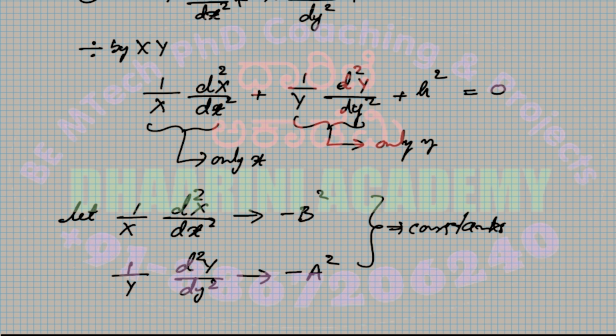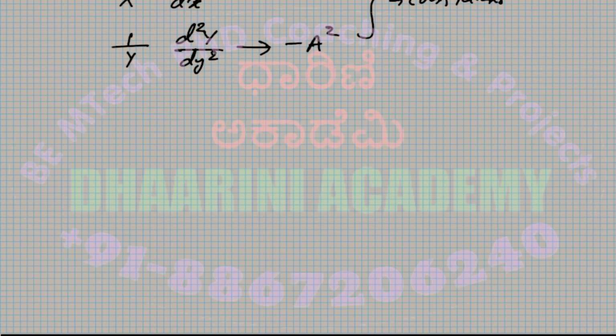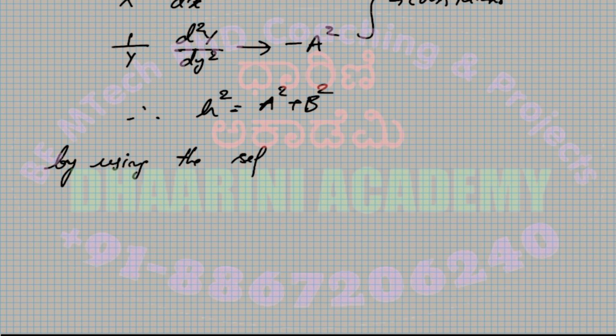So this implies the above equation becomes, yes, perfect. So I can write, therefore, h square can be written as a square plus b square. Again, the solution of this kind of equations can be directly obtained by using the variable separation method. So by using the separation of variables, we get the solution.